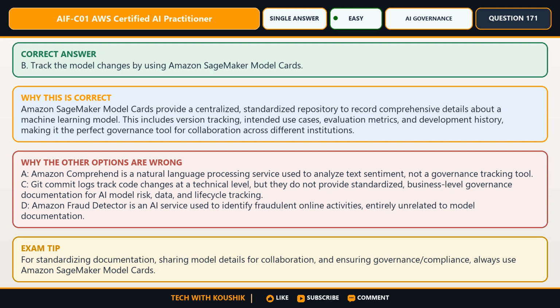A useful exam pattern is this. For standardizing documentation, sharing model details for collaboration, and ensuring governance compliance, always use Amazon SageMaker model cards.